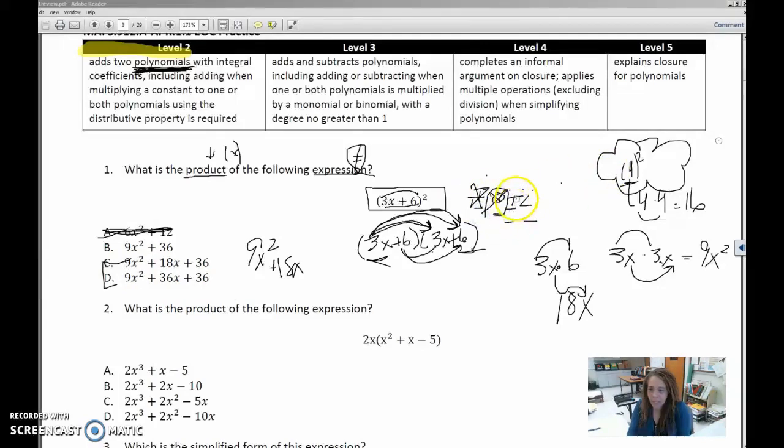Now I want to take a look at my inner terms. Well, I have 6 times 3x again. Well, so I could write it here. 6 times 3x is 18x. So I have another 18x. So I can see where this is starting to shape up. What is 18x plus 18x? It is 36x. So now I see a 36 here, and I see a 36 here.